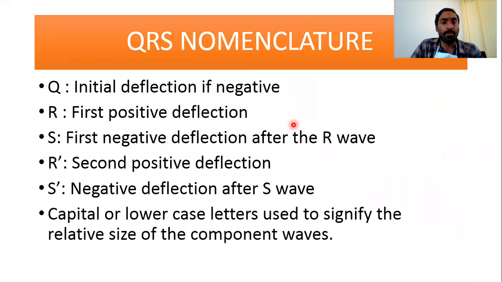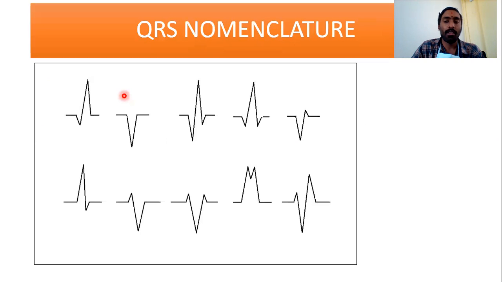And how do we name these QRS complexes? The first initial deflection, if it is negative, is called a Q. The first positive deflection is termed an R wave. And the first negative deflection after an R wave is termed an S wave. There are going to be capital and small letters inscribed based on the relative amplitude of these waves. So pause the video here and try to answer this yourself, of all these QRS complex nomenclatures.